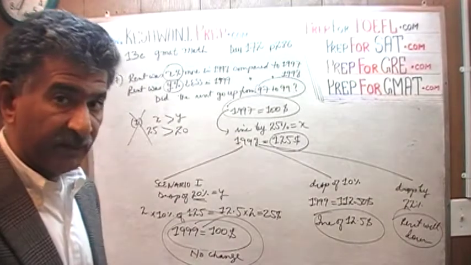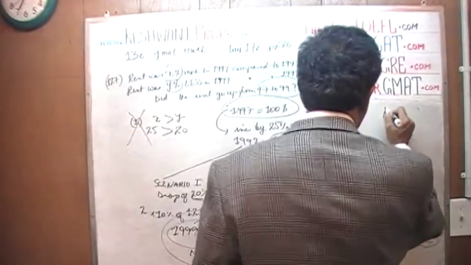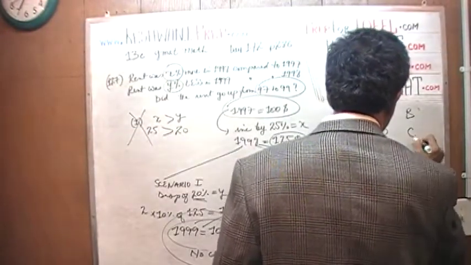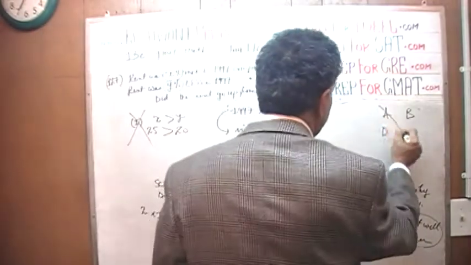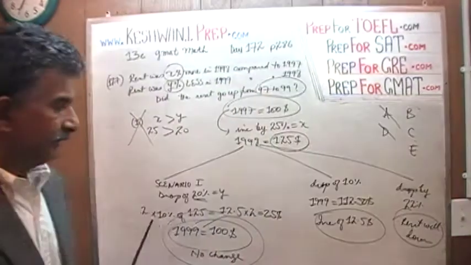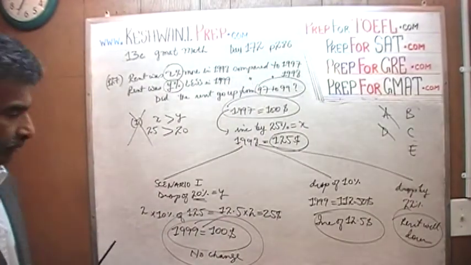Since the first statement by itself is not sufficient, the answer cannot be A or D. It would have to be either B, C, or E. Let's look at the second statement, shall we?